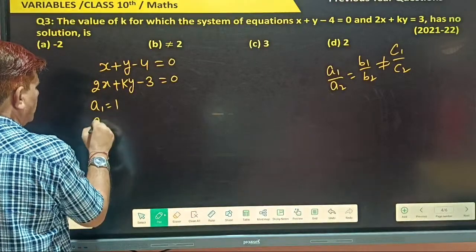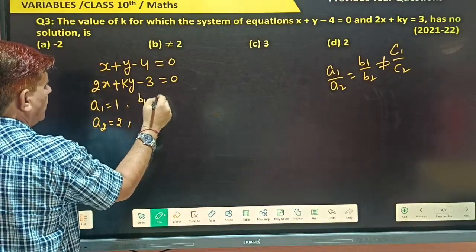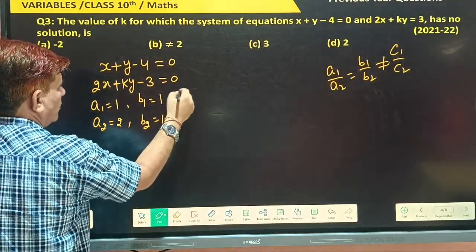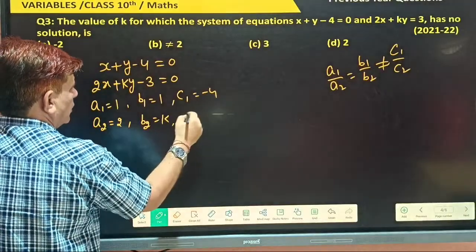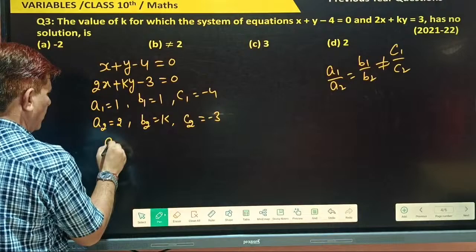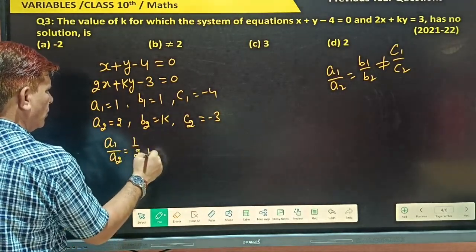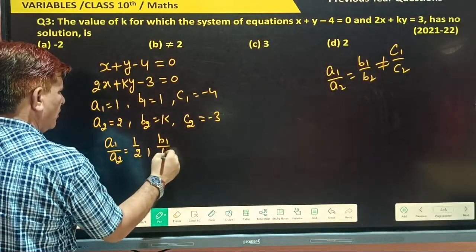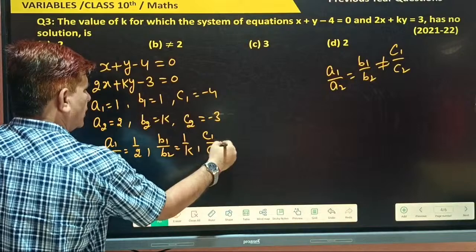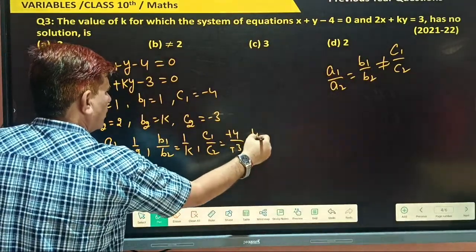So what's your a1 here? Equal to 1. What's your a2? 2. What's your b1? 1. What's your b2? k. What's your c1? Minus 4. What's your c2? Minus 3. So a1 by a2 is equal to 1 by 2. What's your b1 by b2? 1 by k. What's your c1 by c2? Minus 4 by minus 3. Cancel, it means 4 by 3.